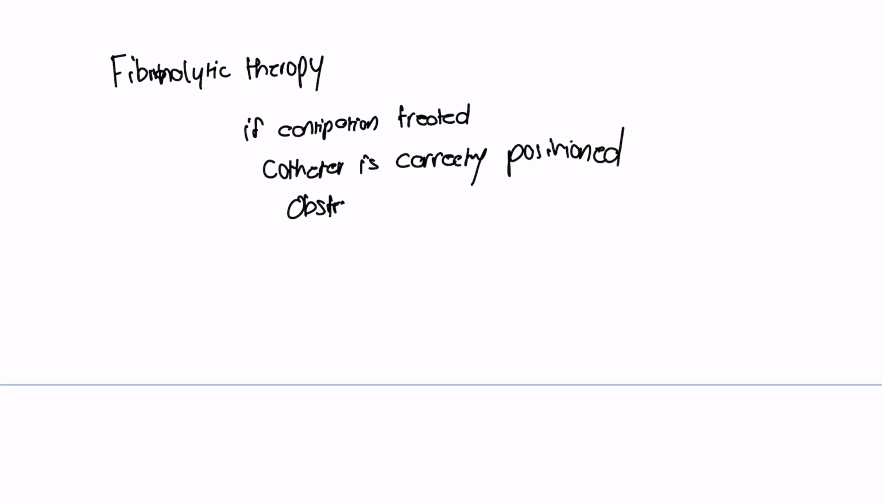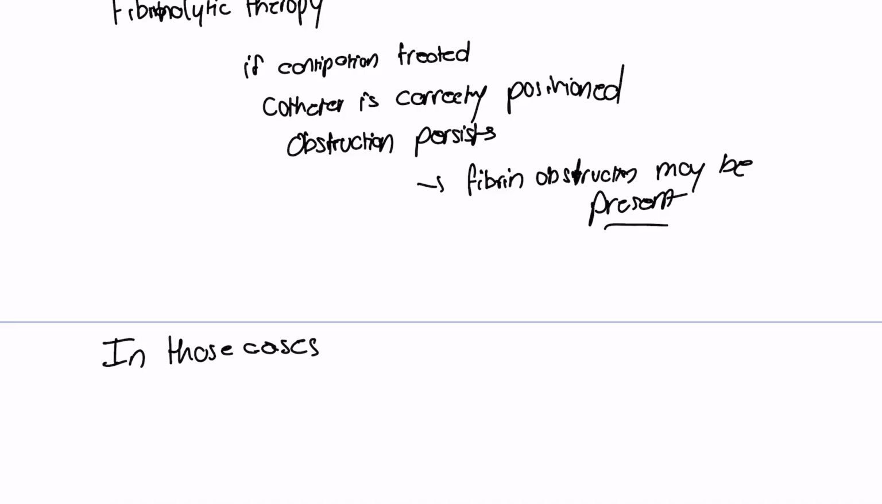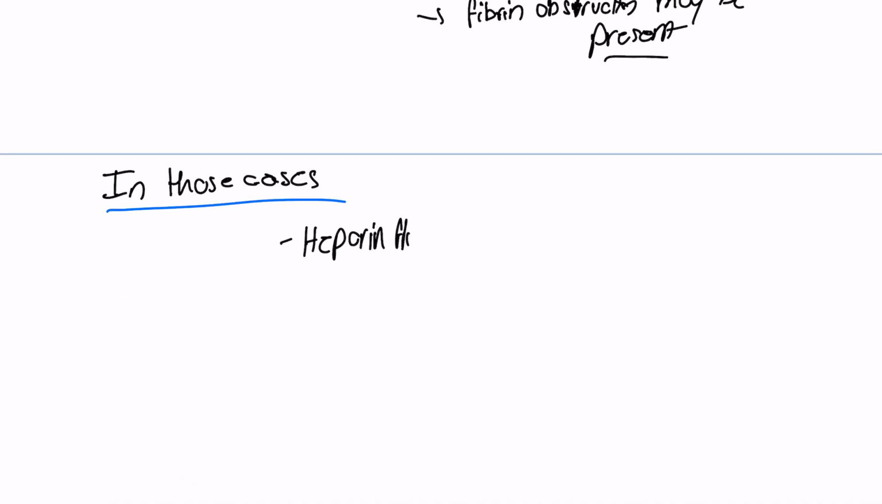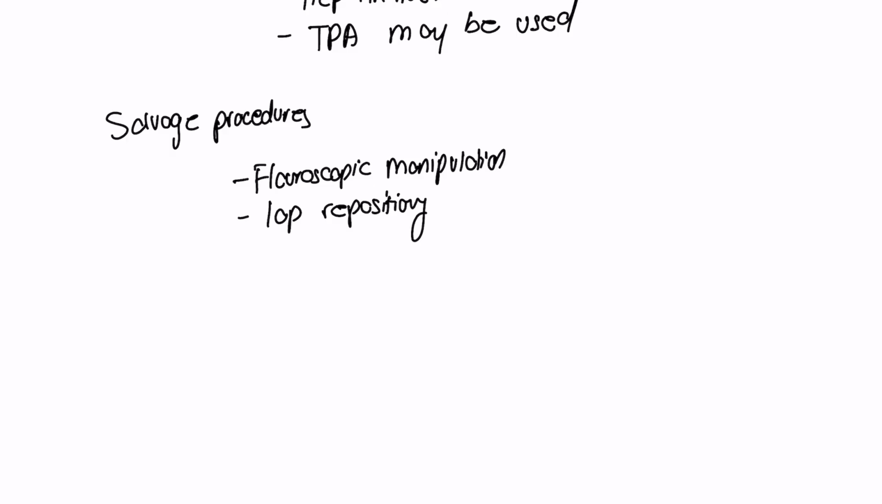Next, let's look at fibrinolytic therapy. If constipation is treated and the catheter is correctly positioned and the obstruction persists, then fibrin obstruction may be present. In these cases, you could consider flushing the catheter with heparin, or TPA may be used as well. Salvage procedures. If conservative measures fail, the last salvage procedures could include fluoroscopic manipulation, laparoscopic repositioning, and then even open revision.